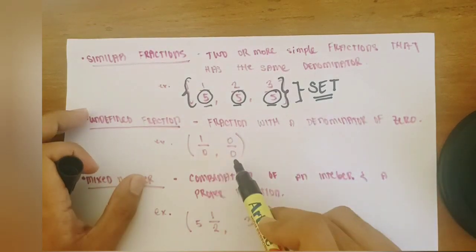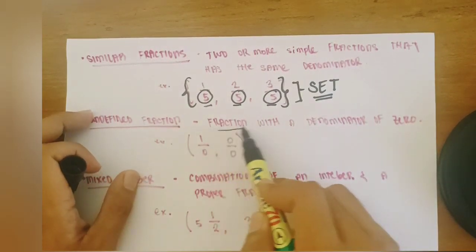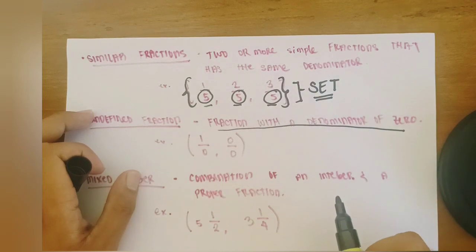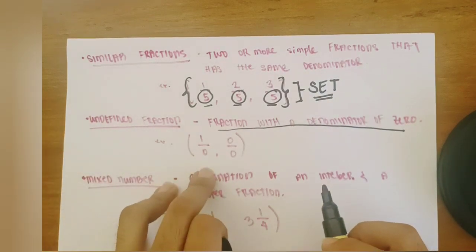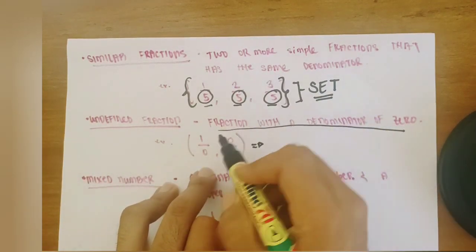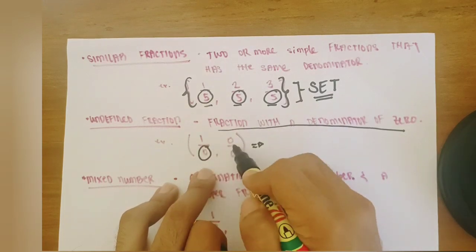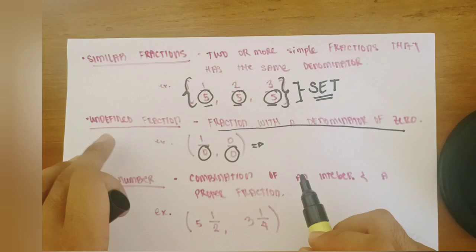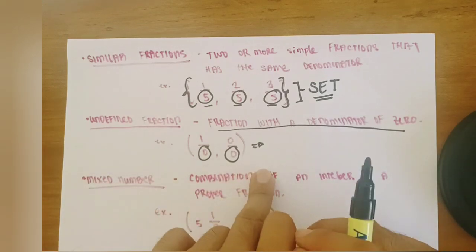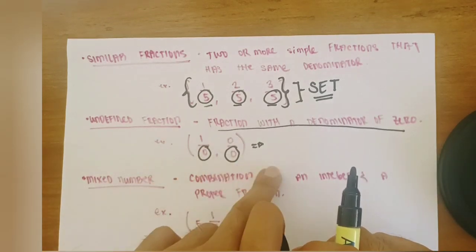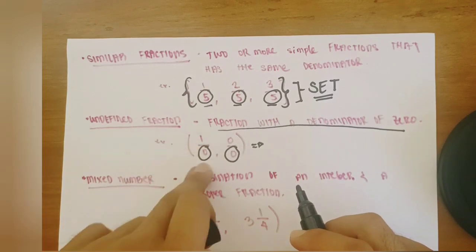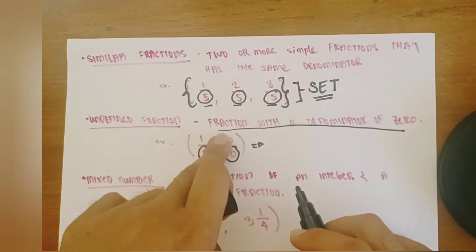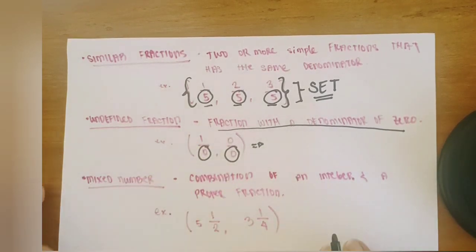Next is undefined fraction. A fraction with the denominator of 0. Diba kanina sinabi ko na anything na merong 0 sa denominator is considered as ay bawal, hindi siya pwede maging fraction. That is why 1 over 0 is undefined and 0 over 0 is also undefined.